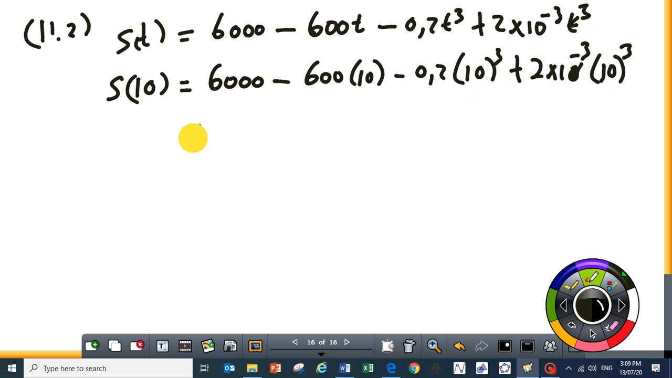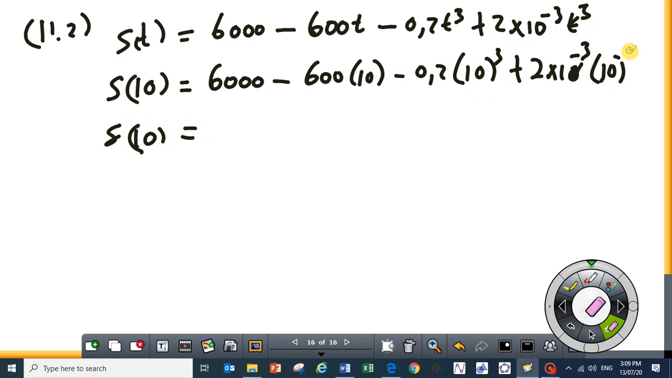Right? If you simplify this, what do you get? You get 0. So you must get 0. Then 11.3.